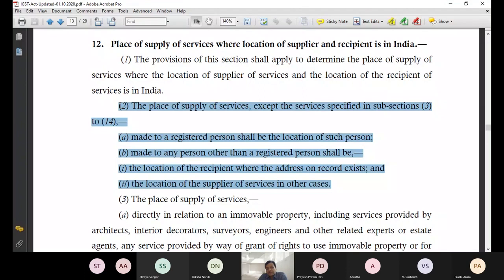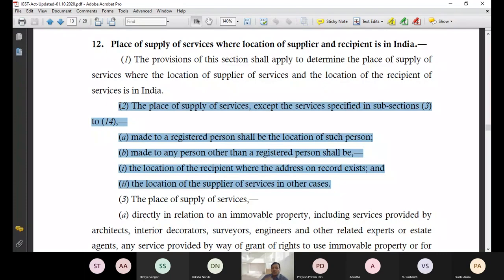The place of supply of services except the services specified in subsections 3 to 14, because those specified services have their own rule. Other than those 12 services, the same rule will be applicable for all the services, and services may be lakhs of services, provided the supplier as well as the recipient's location is in India. Clause A: all residuary services depend on whether the recipient is registered or unregistered.